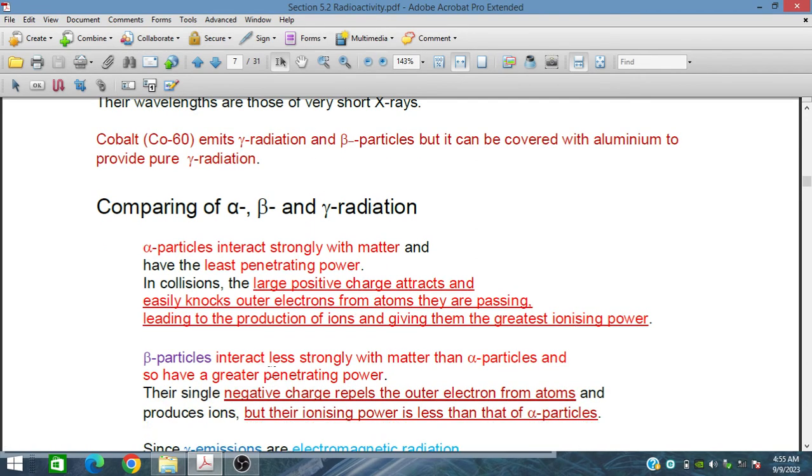Beta particles interact less strongly with matter than alpha particles and so have a greater penetrating power. Their single negative charge repels the outer electrons from the atom and produces ions, but their ionizing power is less than that of alpha particles.